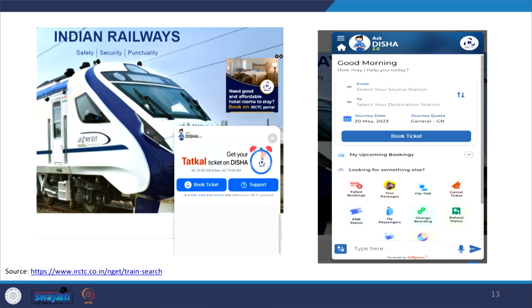Now, as far as India is concerned, even players like IRCTC are using AI based chatbots to cater to the needs of customers. If you look at the snapshot being presented on the slide, you will be able to see the AI chatbot which is called Ask Disha. Now, she's asking, how may I help you today? You can log your queries regarding the status of trains from one station to another, and you can also look for other information related to failed bookings, popular tourism packages, filing TDR for cancelling a ticket, checking the PNR status, checking the details of my passengers, changing boarding stations, and all these things.